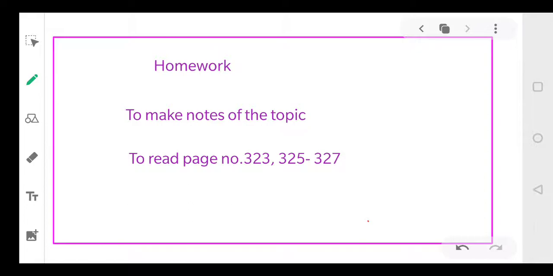So you will make notes of this topic. You will read page numbers 323, then 325 and 327. Okay, you will read these portions very clearly. And then if there is any doubt, anything that you feel has to be sorted out, you will communicate with me in case of any doubt or query. I'll definitely solve your problem, right?